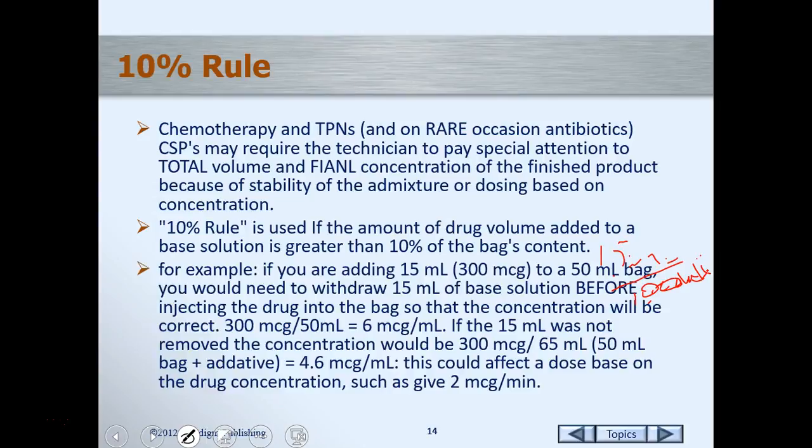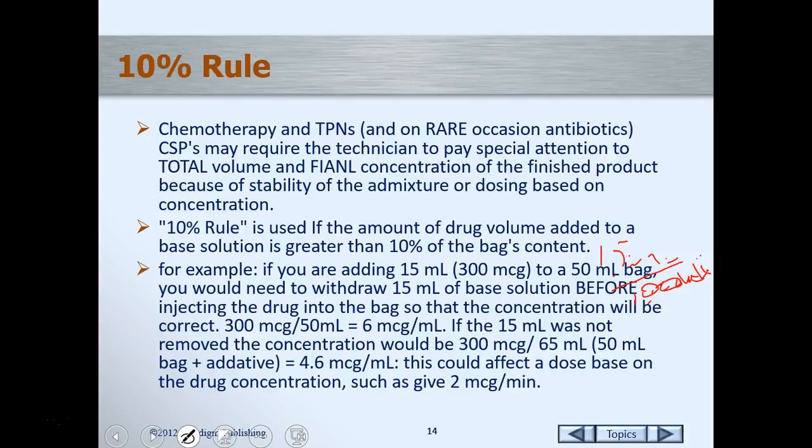So, like I said, if we're going to add 15 milliliters, or in this case, we'll say the order was for 300 micrograms, into a 50 milliliter bag, we need to take that out. Because if we put 15 over 50, that's actually 30%. So we're way, way out of concentration range. Now, this is important because in this case, if it's mixed properly, we have 300 micrograms in 50 milliliters, which gives us a dose of 6 micrograms per milliliter.